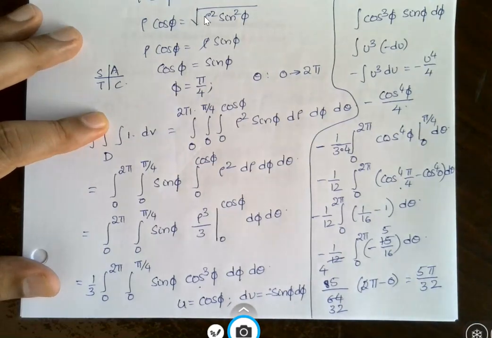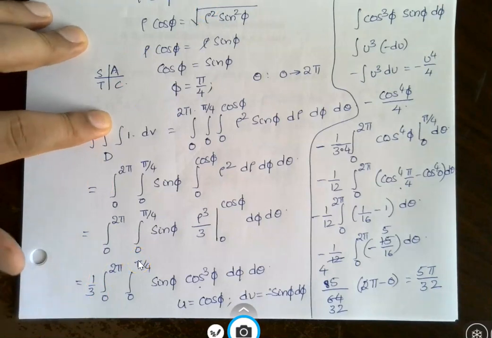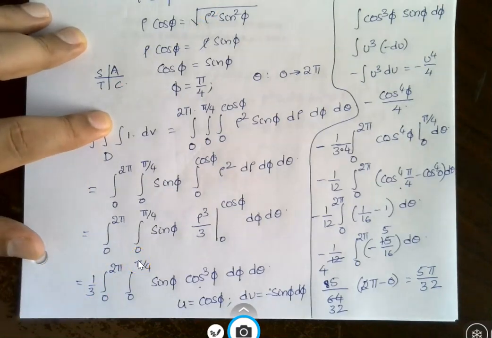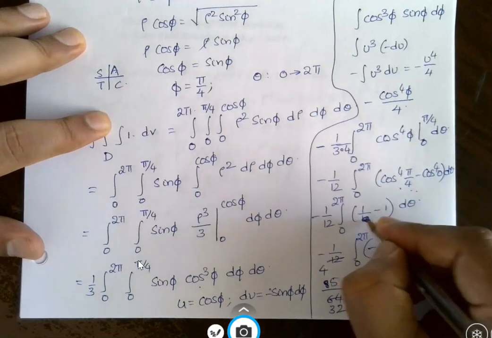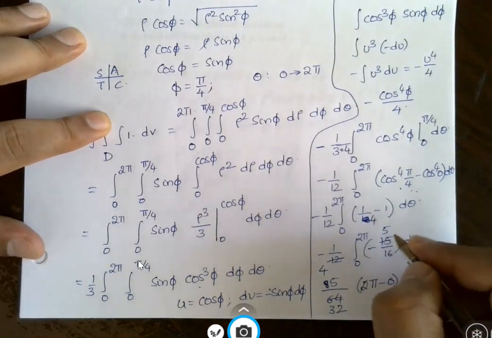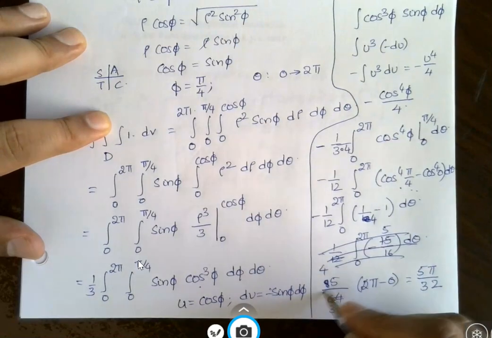Did I make sense? I hope so. If not, we have to figure out where I made a mistake. Cosine pi over 4 is 1 over square root 2. 1 over square root 2 times 1 over square root 2 is 1 over 2, so this must have been 1 half, right? 1/4. 1/4 minus, oh god, I made a mistake from here.